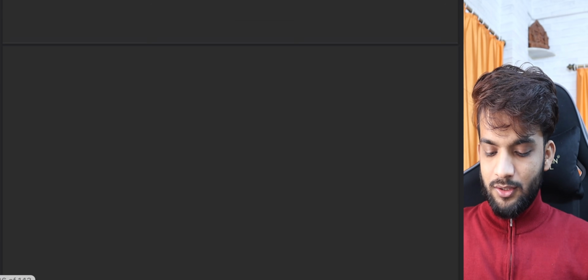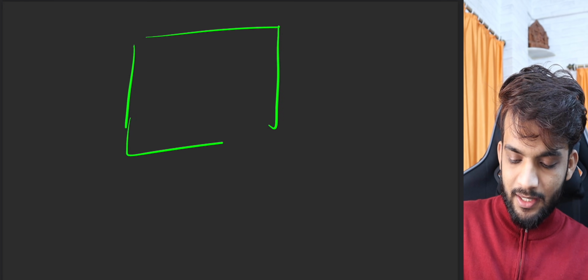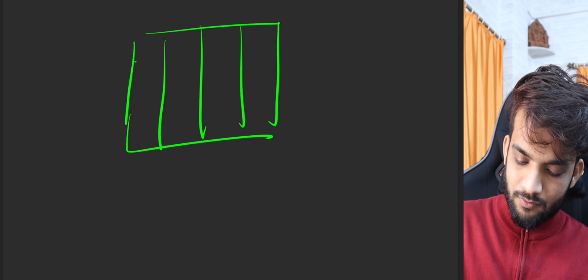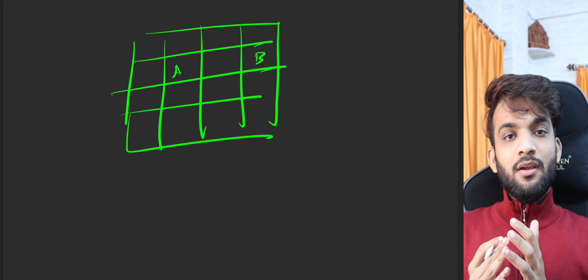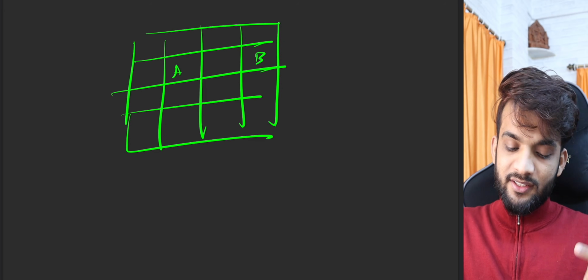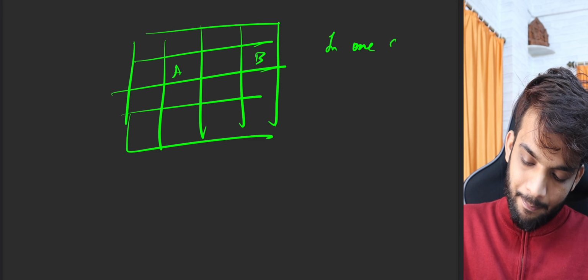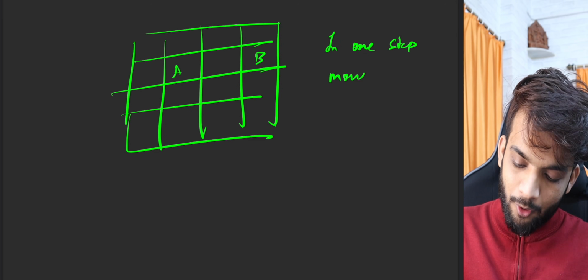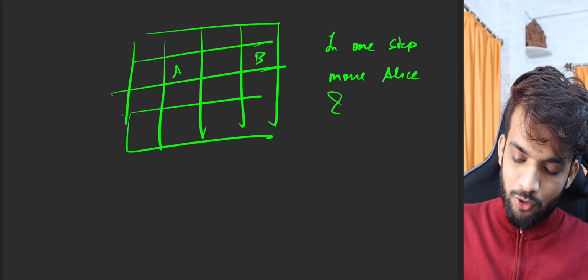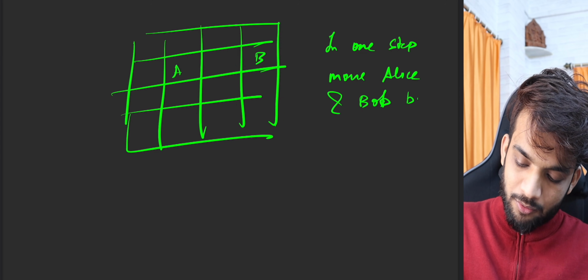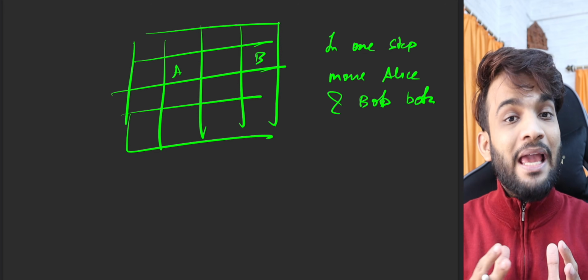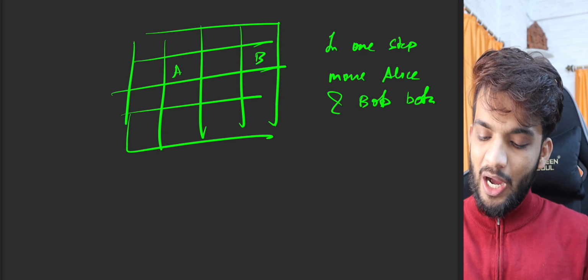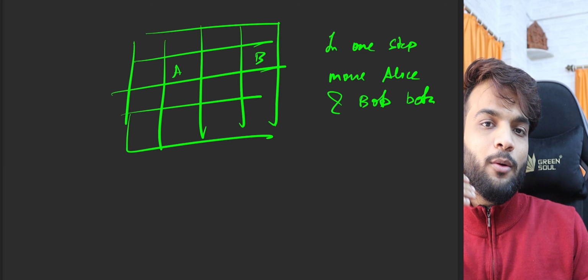So I'll just draw a matrix to enable you to think. Okay? Let's draw a matrix. Assume Alice is here, Bob is here. Now you're asking, in one step, move both Alice and Bob. I repeat, in one step, move Alice and Bob both, because you're writing a recurrence together. So you need to make sure that they move simultaneously.